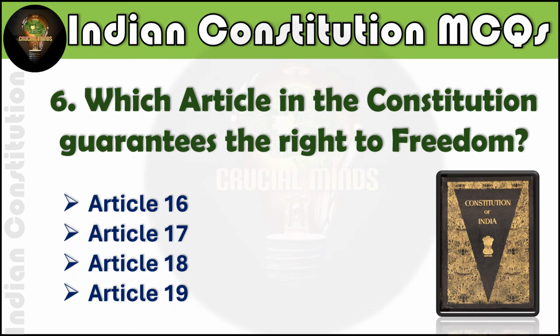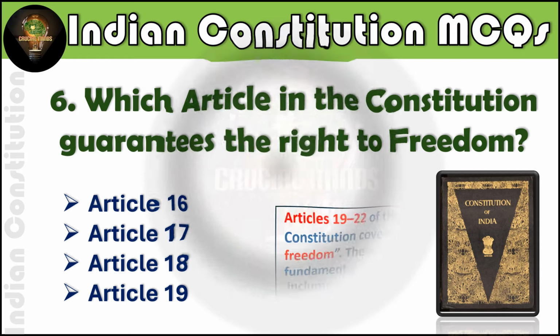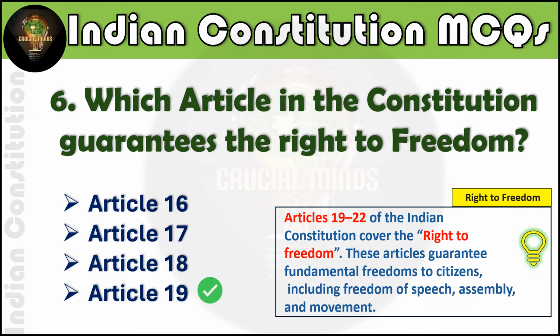Question number 6. Which article in the Constitution guarantees the right to freedom? The answer is Article 19. Explanation: Articles 19 to 22 of the Indian Constitution cover the right to freedom. These articles guarantee fundamental freedoms to citizens, including freedom of speech, assembly, and movement.